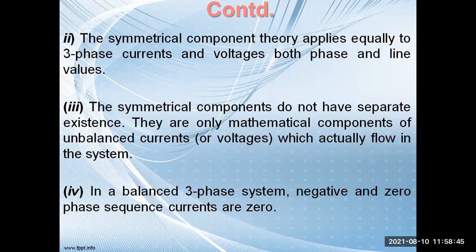But we have taken the symmetrical component theory for calculation and analysis purposes. In a balanced three-phase system, negative and zero phase sequence currents are zero. We have discussed symmetrical faults. In a symmetrical fault, only positive sequence currents will exist. There is no existence of negative phase sequence or zero phase sequence current in a balanced three-phase system.